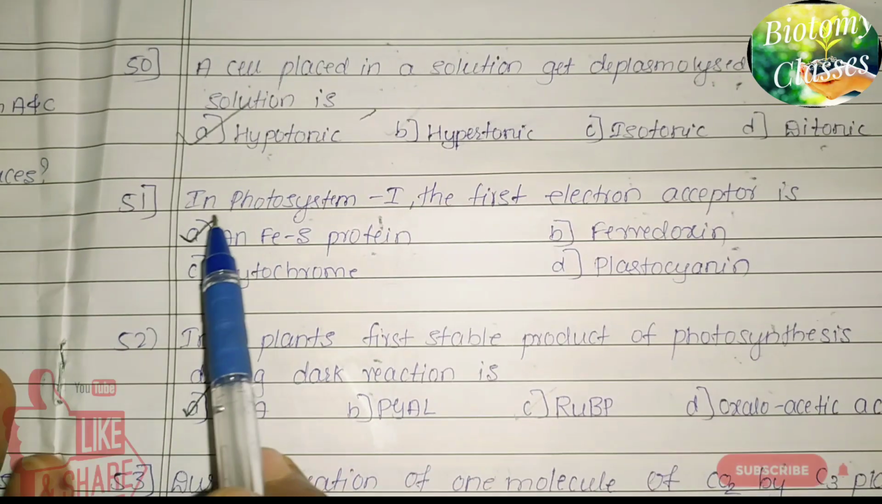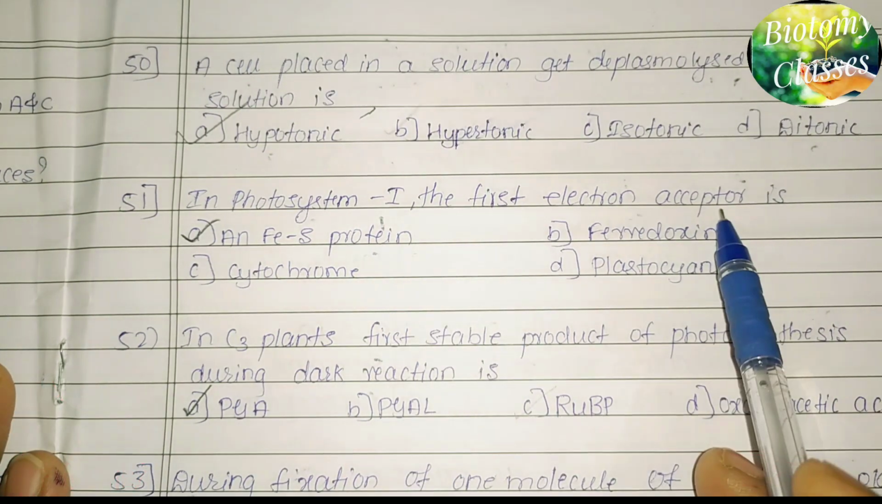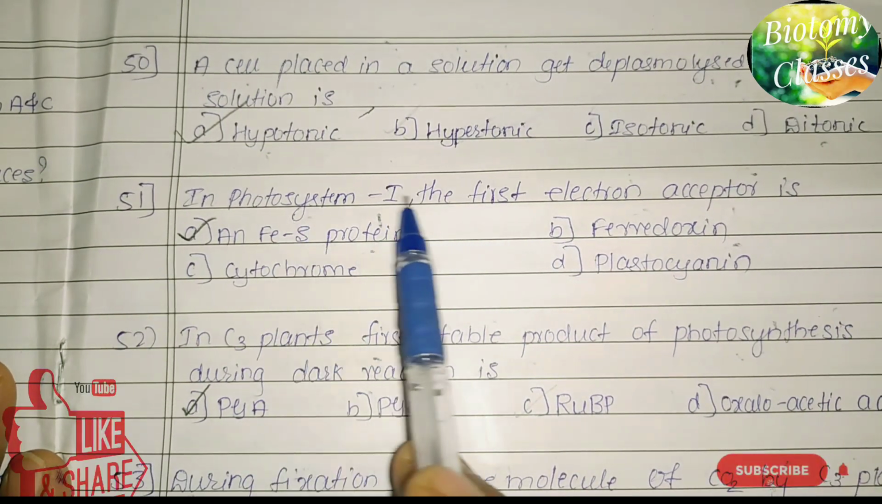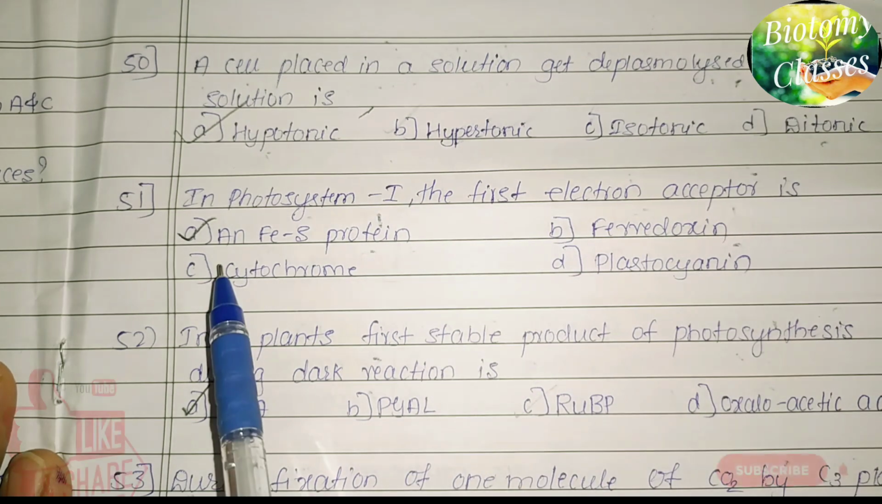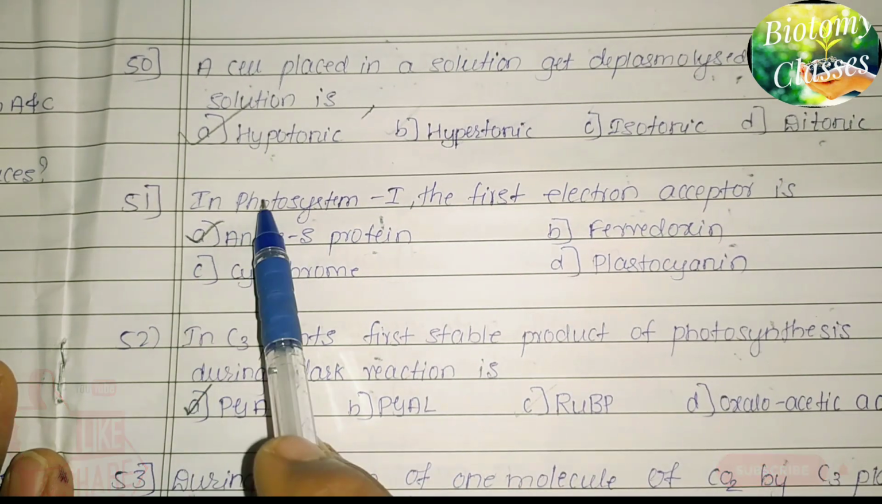51st question. In photosystem 1, the first electron acceptor is FAS protein. So A is the right answer.